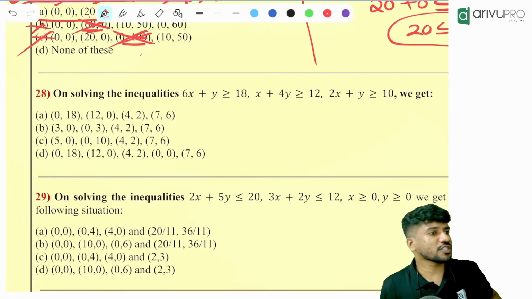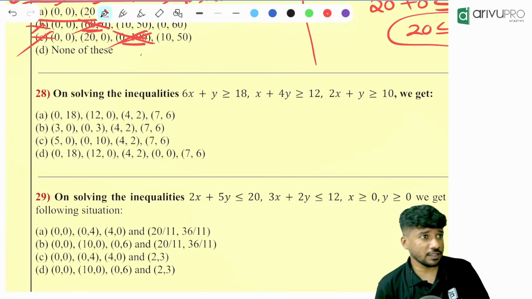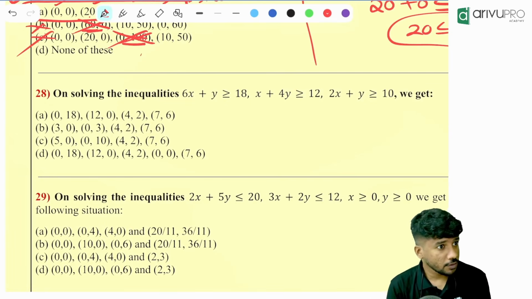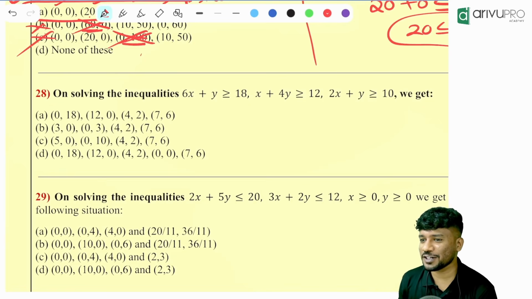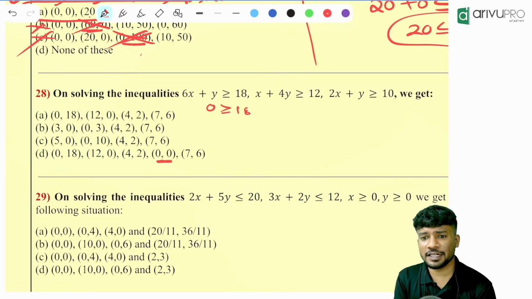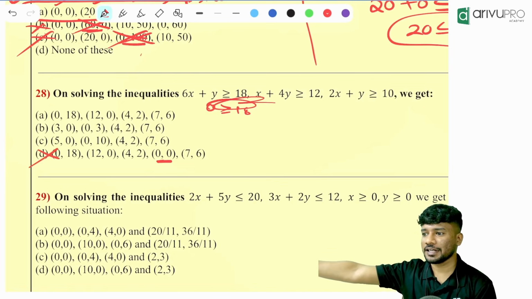Now, the next question. Try it. Soumya, you got it? Previous one you understood, right? The approach. Everyone, eliminate those options we don't want. Now, first, which one will we eliminate? 0, 0. Put 0, 0. Is 0 greater than or equal to 18? No, that means option D is wrong.